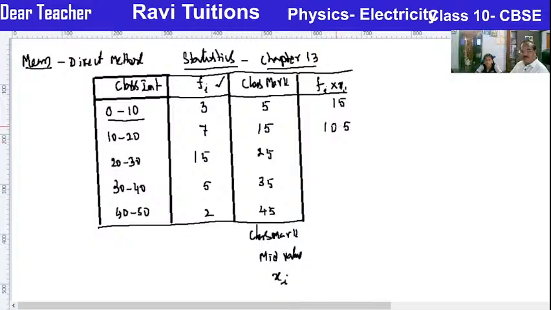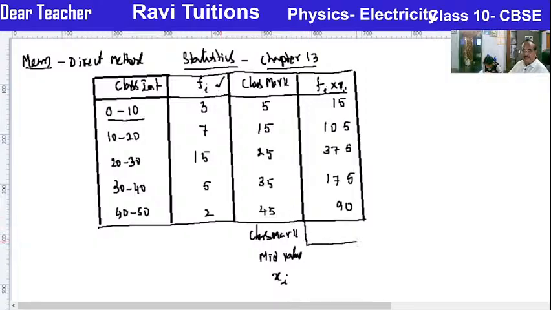So that it will be easy to add. 15 into 25. 5 25s are 125. 12 carry, 125, 25. 25 plus 12, 37. 375. 35 into 5. 5 5s are 25. 3 5s are 15 plus 2, 17. 2 into 45, 90. So if you write it in the line, units place, tens place, it will be easy to add.